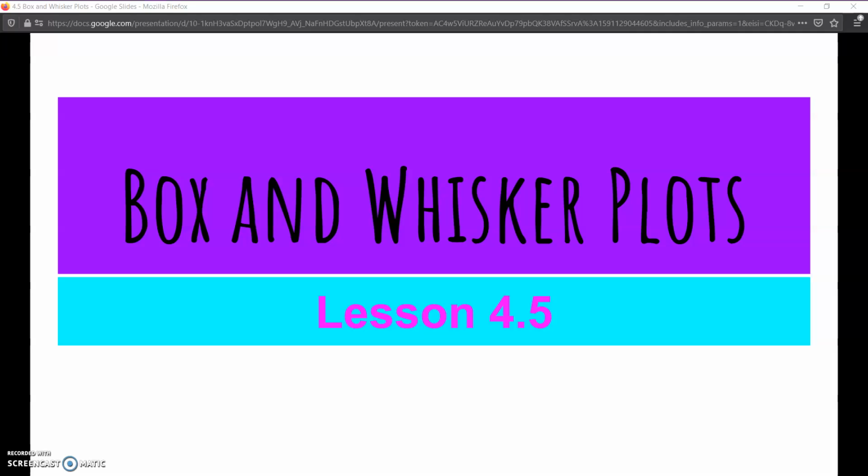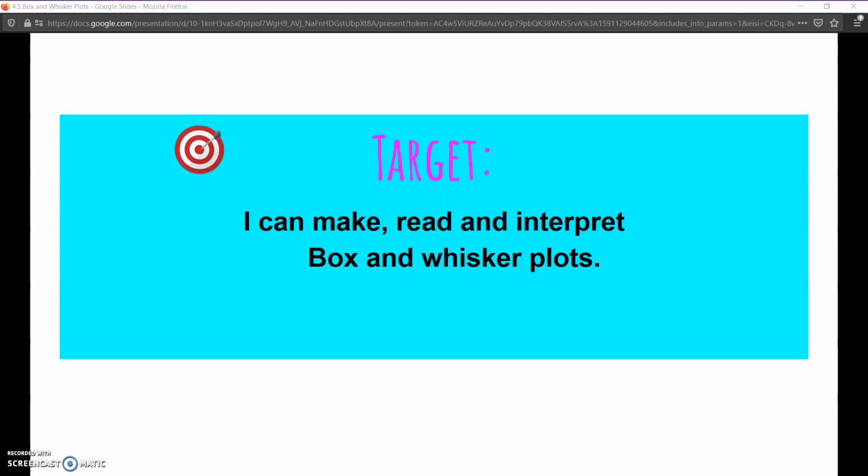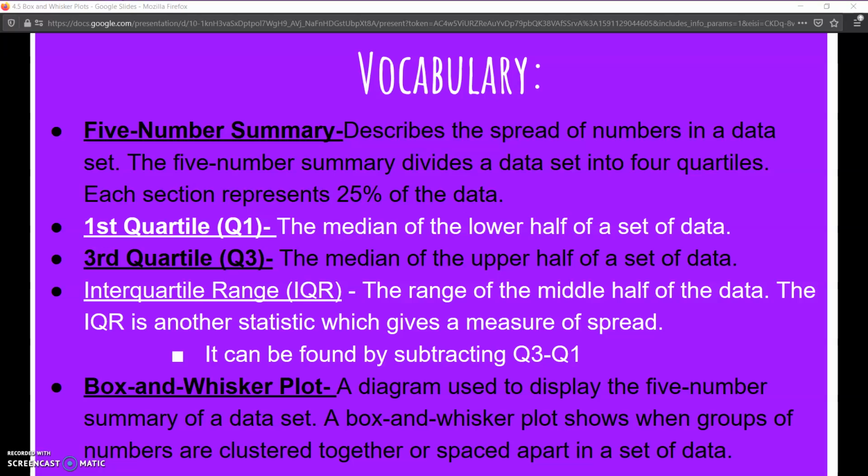Lesson 4.5, Box and Whisker Plots. Our target today is I can make, read, and interpret box and whisker plots. And you're wondering, what is a box and whisker plot? Well, let's find out. We're going to start with 5-number summaries.